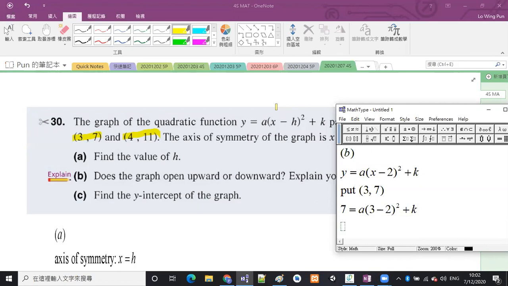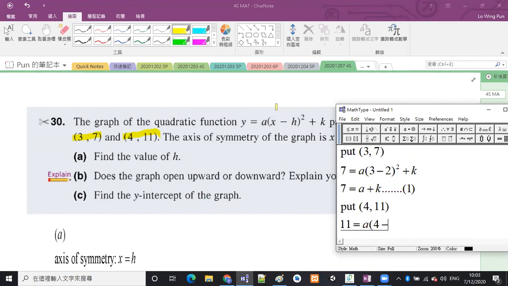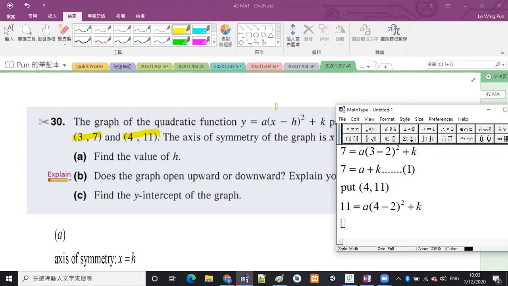And then simplify. 7 is equal to 1a plus k. And then we have one equation with two unknowns. So we let this equation be equation 1 first. And then we still have the second piece of information about the point 4, 11. We put 4, 11 into the equation. So we get y equals A times x minus 2 squared plus k, and then we'll get 11 equals 4a plus k. And I'm going to label this equation 2.